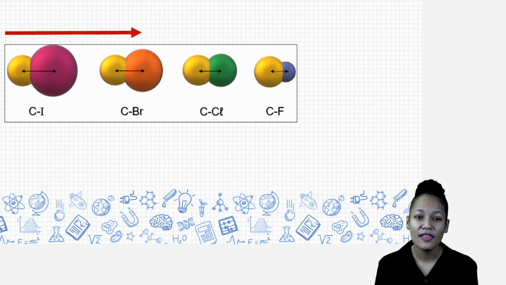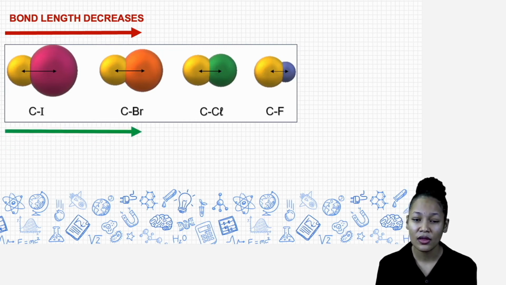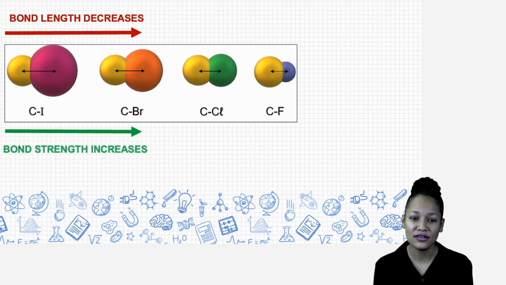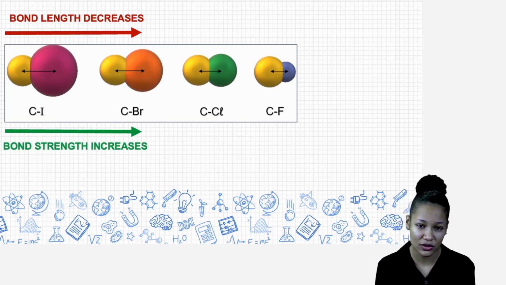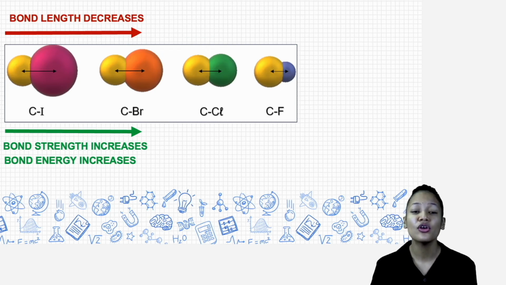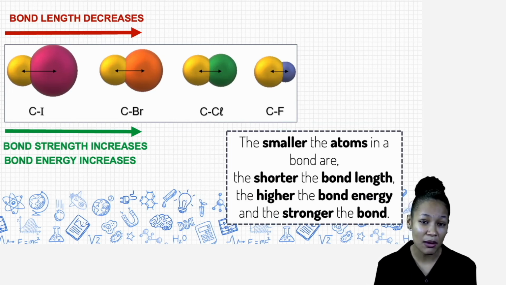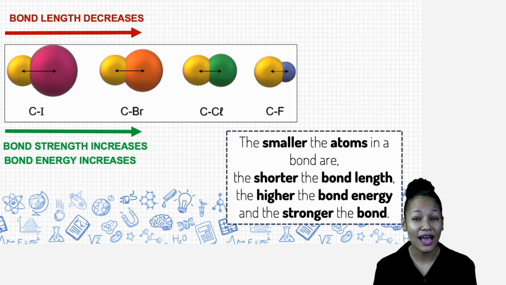We therefore say that as the atom size decreases, we find that the bond length decreases. Also, as the atom size decreases, we find the bond strength will increase. The atoms are closer together and therefore need more energy in order to break apart. So the bond energy will increase as well as the atom size becomes smaller. In general, we can say the smaller the atoms in a bond are, of course, when we are referring to bonds of exactly the same bond order, the shorter the bond length, the higher the bond energy and the stronger the bond will be.